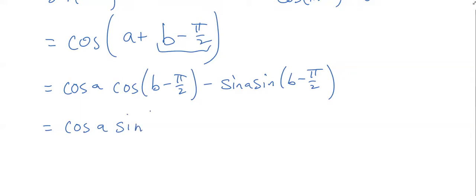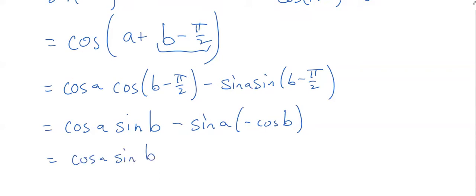Sine b minus, and what's sine of b minus pi by 2 from our four things above? Negative cos b. So sine a bracket negative cos B. And what do I do with my two negatives? Plus sine A cos B.